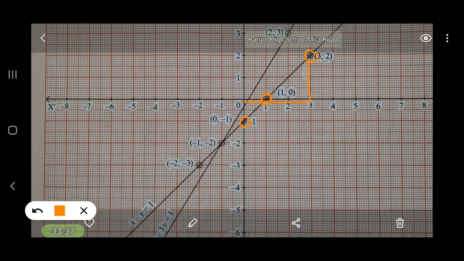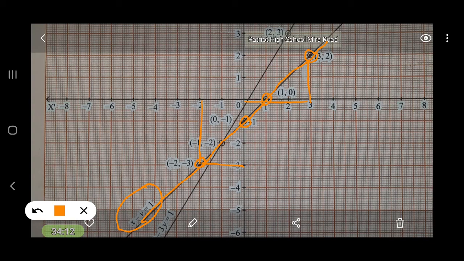And the fourth point is (minus 2, minus 3). Minus 2 in the x axis and minus 3 in the y axis. So you have this fourth point. All these 4 points, you see that they are collinear. If you hold a ruler, you will find that all these 4 points are collinear, and so you name this line as x minus y is equal to 1. So this is your line for equation x minus y is equal to 1.